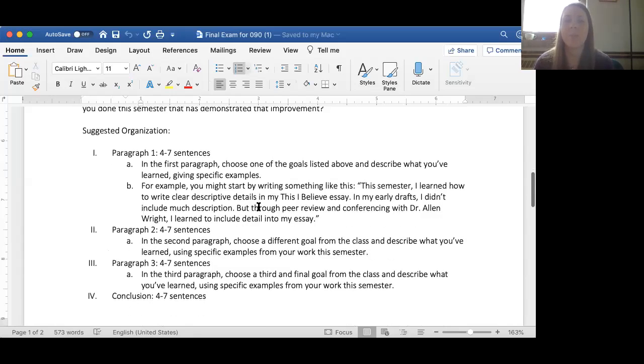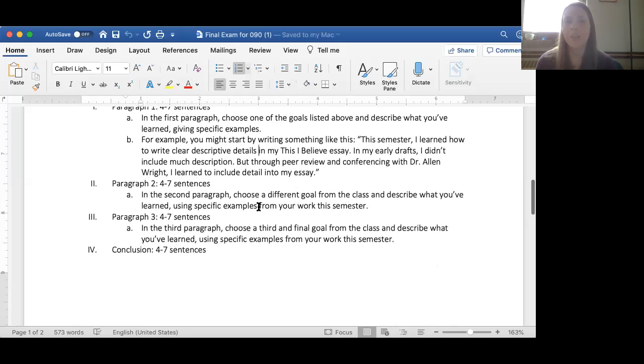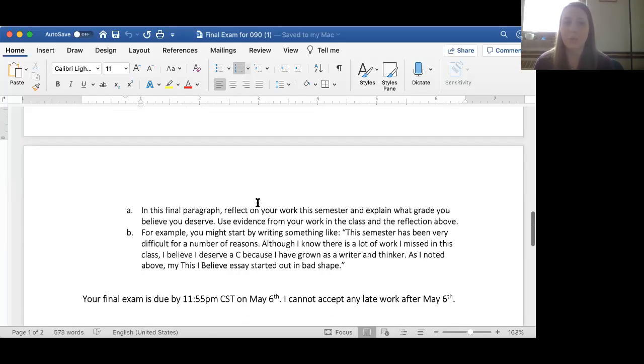So an example would be, this semester, I learned how to write clear descriptive details in my This I Believe essay. In my early drafts, I didn't include much description, but through peer review, things like that. The second paragraph, I want you to tell me about a different goal and describe what you've learned. The next paragraph, a different goal. Then conclusion, 4 to 7 sentences where you tell me the grade that you deserve. Use evidence from your work in this class. Then I have a little bit of example here.